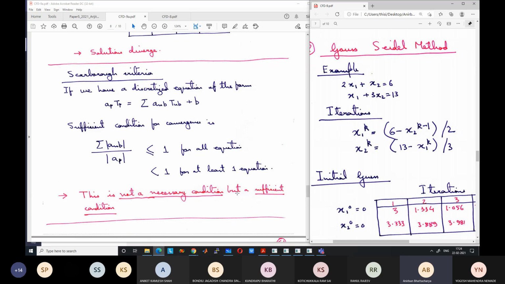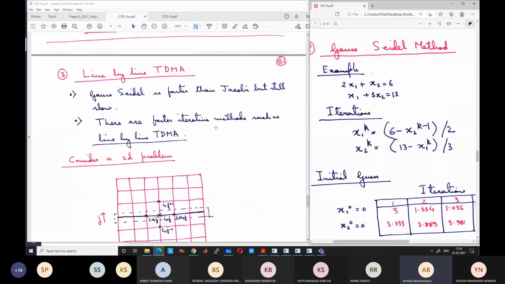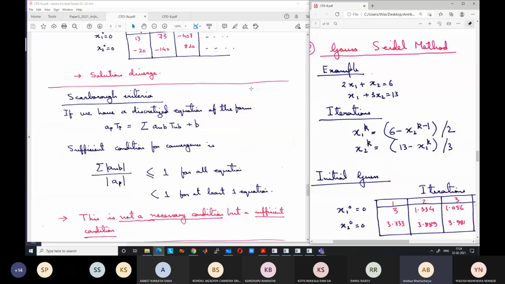Okay, so I will go to the next method in the next class, line by line TDMA. In the next class we will see this third iterative method, which is the most useful method, much faster than the other two methods which we have discussed, and this is a modification of the TDMA method that was used for 1D. So we will discuss this in the next class.